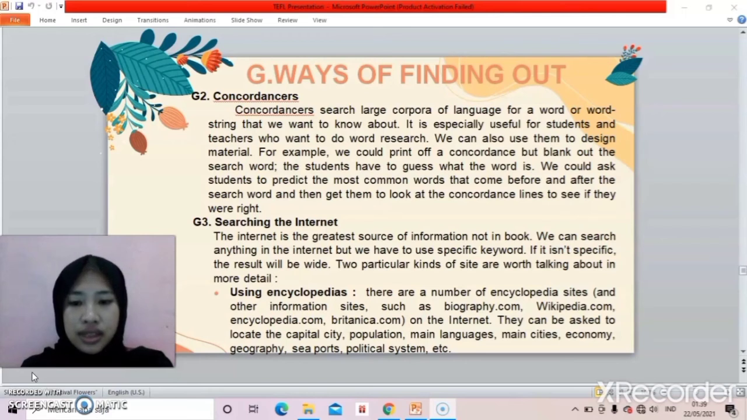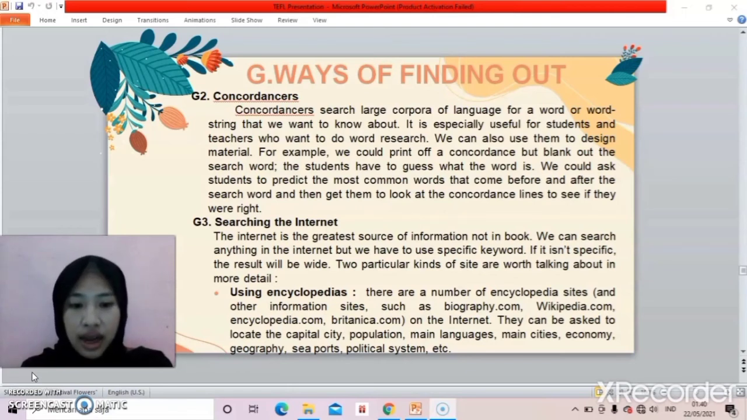And then number three, searching the internet. The internet is the greatest source of information not in books. We can search for anything on the internet, but we have to use specific keywords. If it isn't specific, the result will be vague.